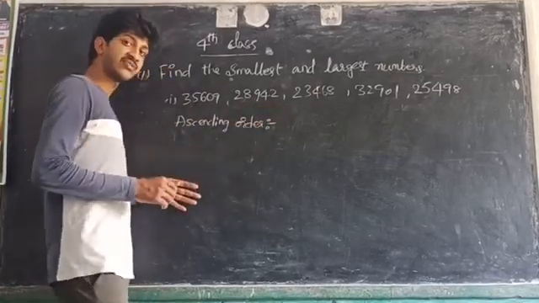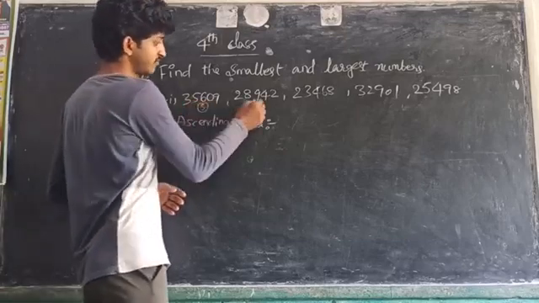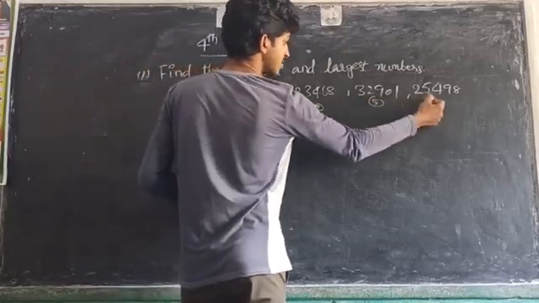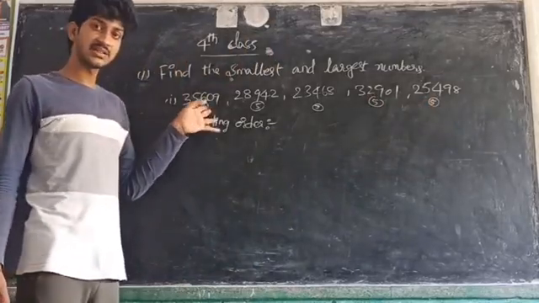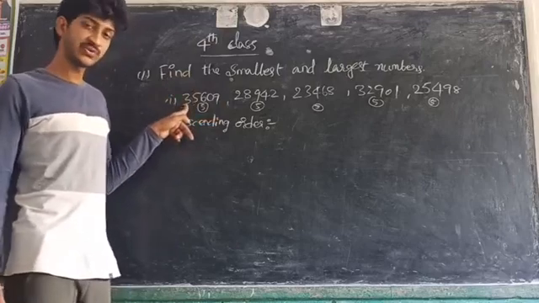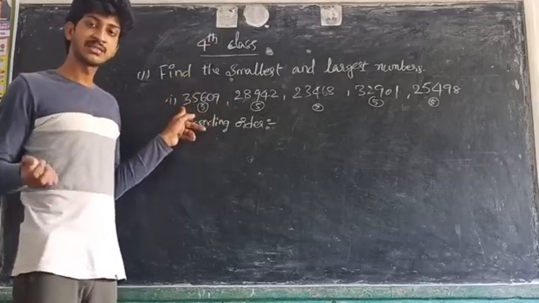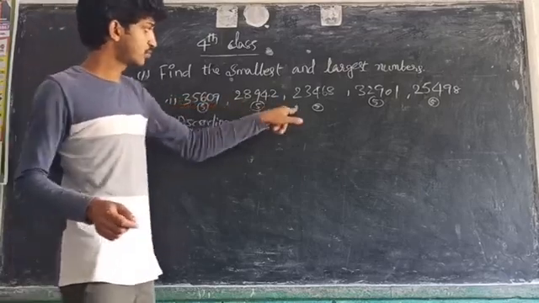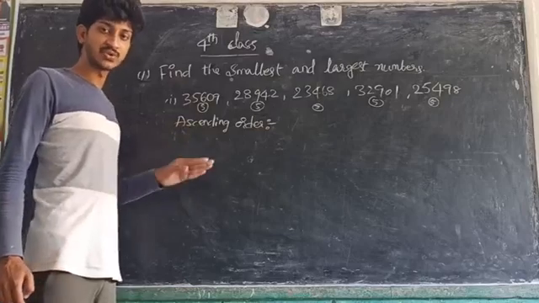First of all, we have to find how many digits are in each number. In this number 5 digits, same 5 digits, 5 digits, 5 digits and 5 digits. So the number of digits is equal. If the number of digits is equal, then we have to go to the highest place value. What is the highest place value? 10,000s place. In the 10,000s place, whichever number is smaller is the smallest number. Here 3, 2, 2, 3 and 2. So 2 is less than 3.